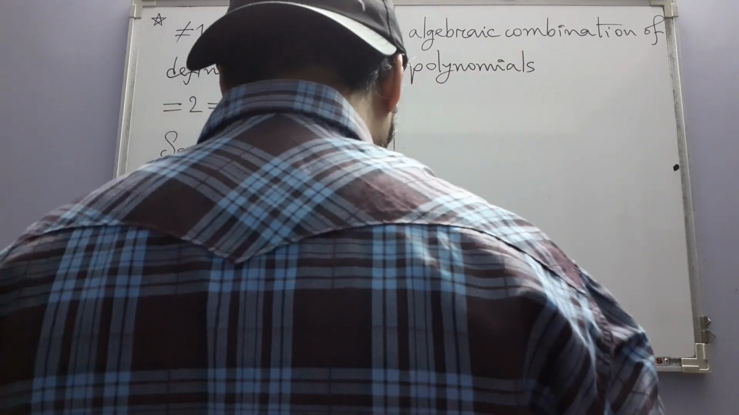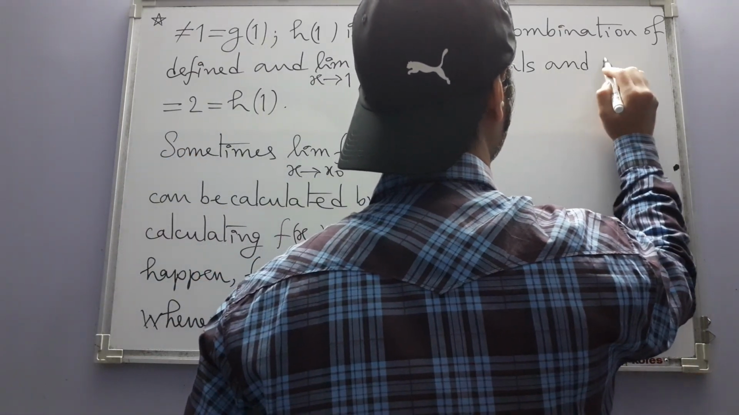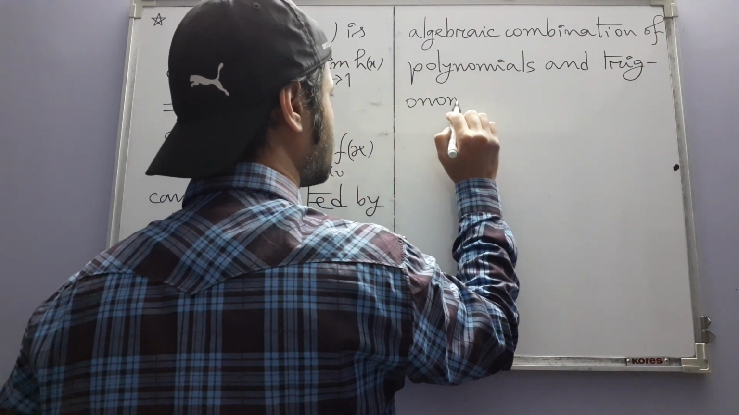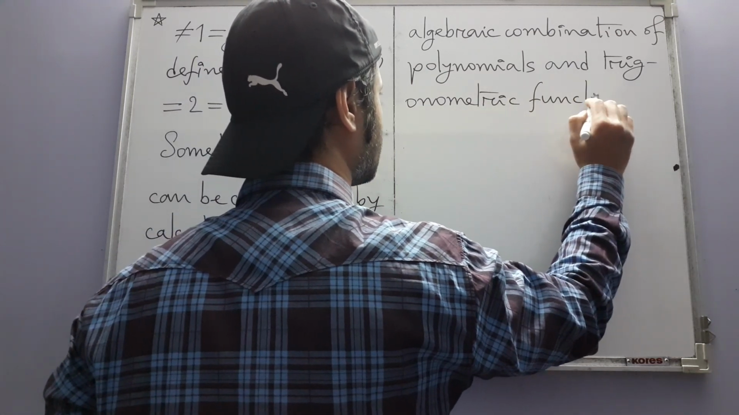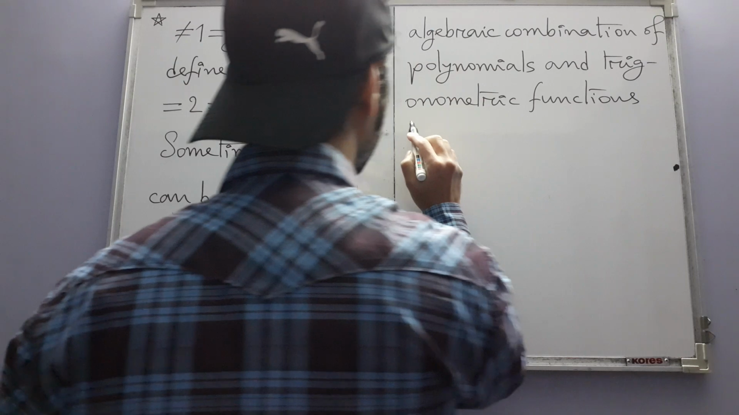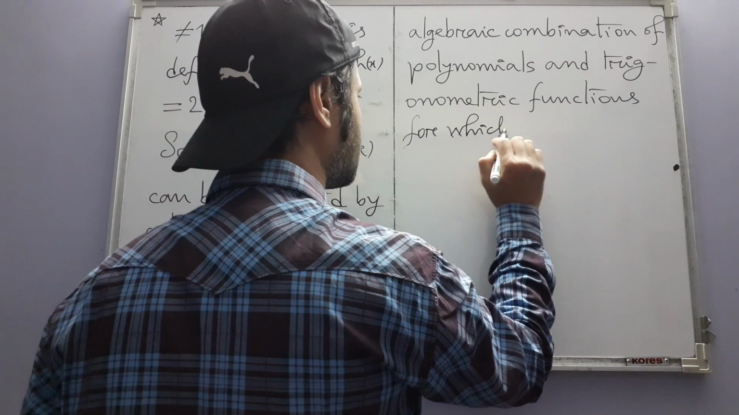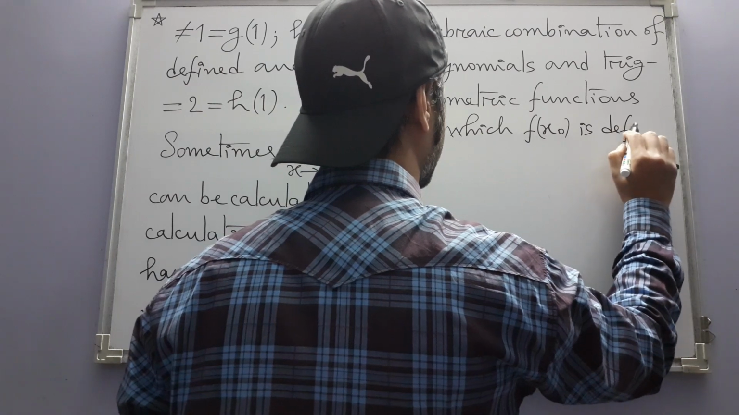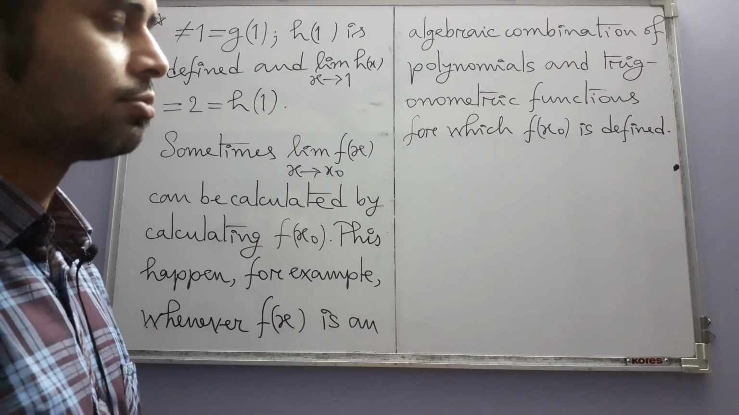Or in fact even trigonometric functions have this property, and trigonometric functions for which f of x naught is defined. This has to be defined, of course, otherwise you cannot put the value of x naught in f.